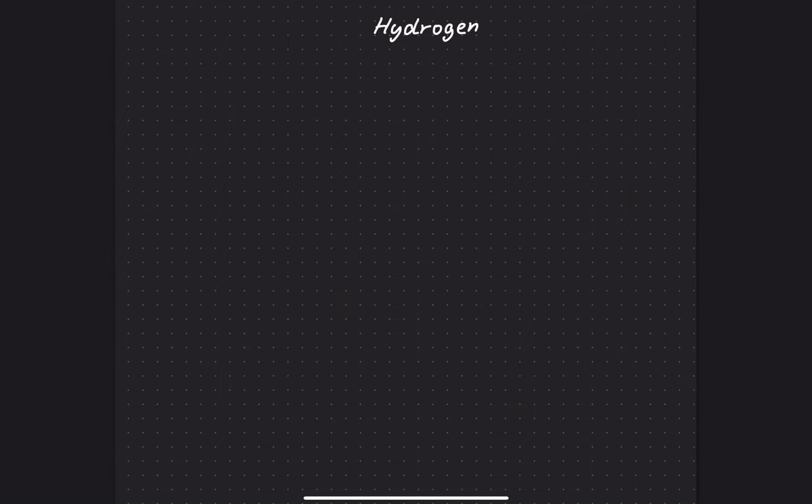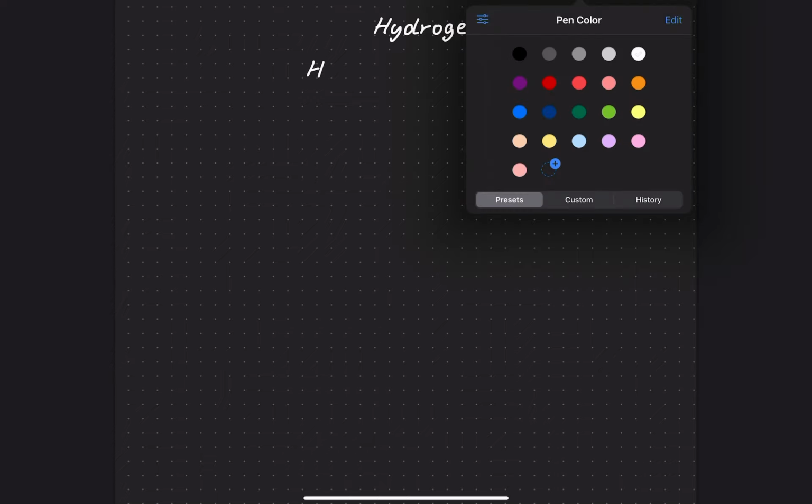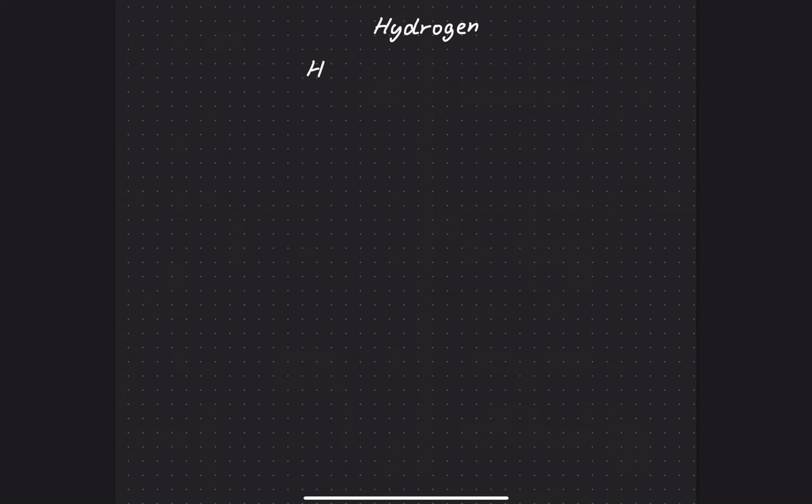The element hydrogen can be symbolized with an uppercase letter H, and the atomic number with the lowercase symbol Z is equal to 1 for hydrogen. The atomic number can be indicated on the lower left-hand side of the symbol for hydrogen as a 1.